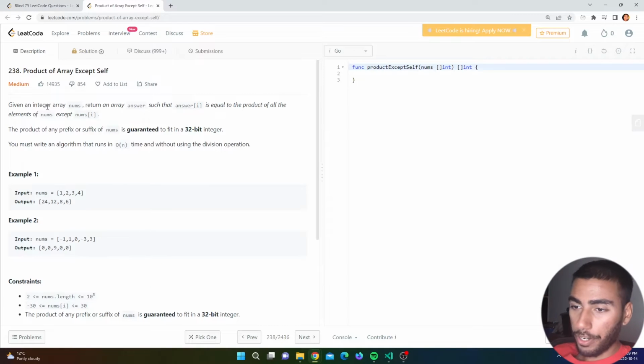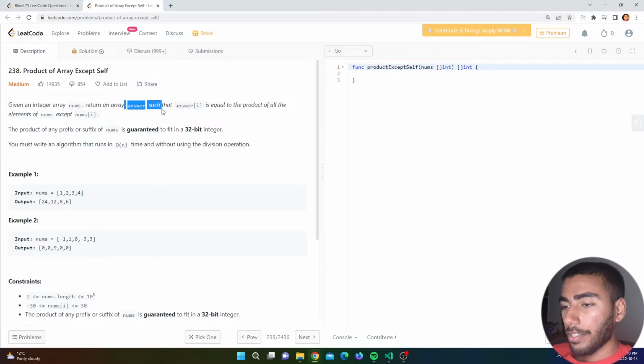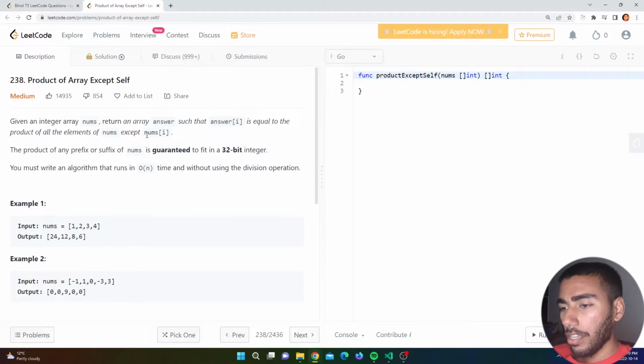So over here, let's read through this. It confused me the first time, but it makes complete sense now. Given an integer array nums, return an array answer such that answer[i] is equal to the product of elements of nums except nums[i]. So what that really means is that this index here is going to be the product of all of these numbers here. So 2 times 3 times 4 is 24, so we put that here.